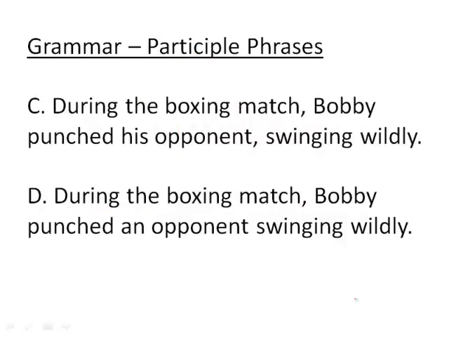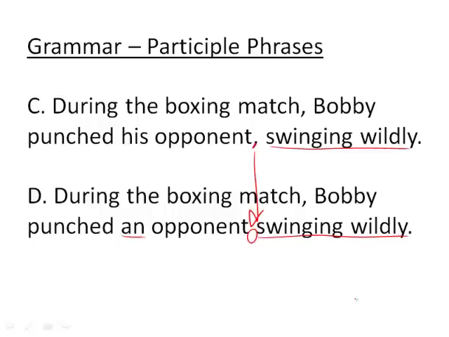Now, very similar sentences, but there's an important difference. Let's read the first one. During the boxing match, Bobby punched his opponent, comma, swinging wildly. Now, this is a participle phrase, and this is a participle phrase. In fact, the sentences are exactly the same, except punched an opponent, his opponent, doesn't really matter, but there's a bigger difference, and it's the comma. There is no comma there. But how could that make a difference? Well, let's look at C. During the boxing match, Bobby punched his opponent, comma, swinging wildly.